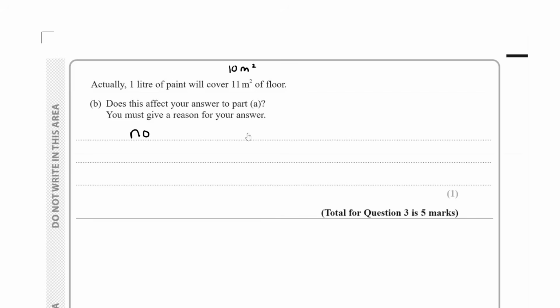So does that affect our answer? Well, no, because we already had enough in the first place. She already has enough paint, something along the lines of that. It doesn't have to be the whole 3 sentences there. Something to the same effect of that she will just end up with more paint left over, or you could actually calculate it if you want, but you don't have to. It's only 1 mark. Any version of no, it doesn't affect our answer, she already has enough. And that's therefore 5 marks in total for that question.